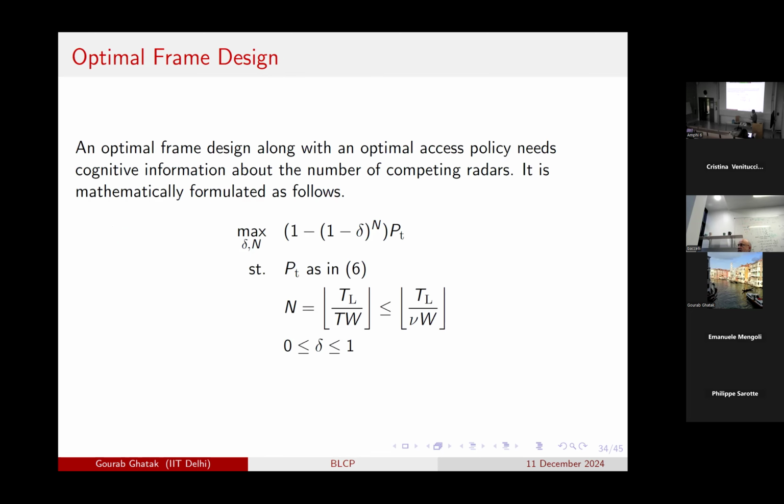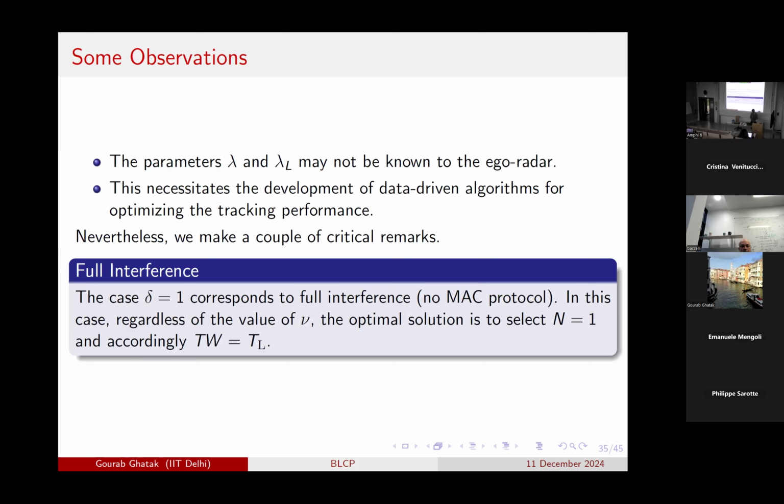So here is our simple problem. I want to maximize this probability that I do get access, and if I do get access, I have a successful tracking, such that this constant on shortening or widening the block length. Right. The parameters lambda, the intensity of streets, the density of vehicles, etc., might not be known to the ego radar. This needs development of some data-driven algorithms.